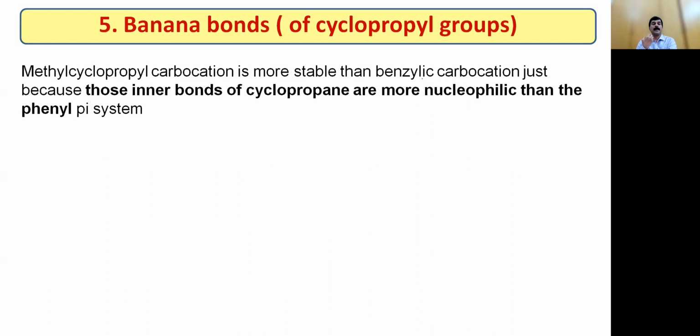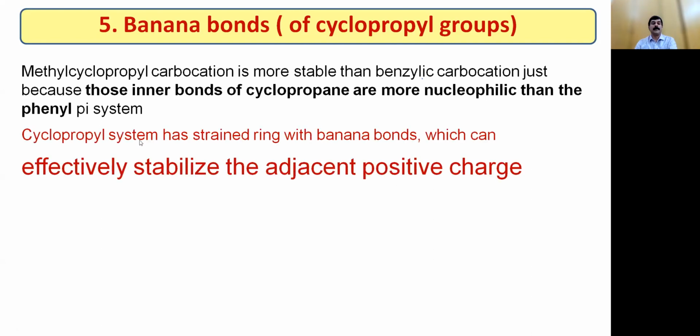Like that you need to answer. And remember one more factor: cyclopropyl groups, not only aryl groups and vinyl groups, that is allyl and benzyl systems, even cyclopropyl groups will extensively stabilize carbocations, because the cyclopropyl group is a highly strained system. It has banana-type bonds, that is weak bonds, which can overlap with the empty p orbital of the carbocationic center, so they stabilize the adjacent positive charge.